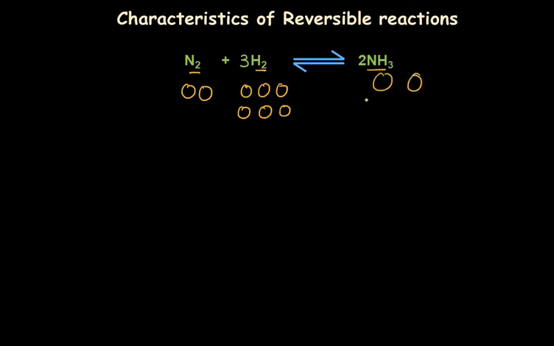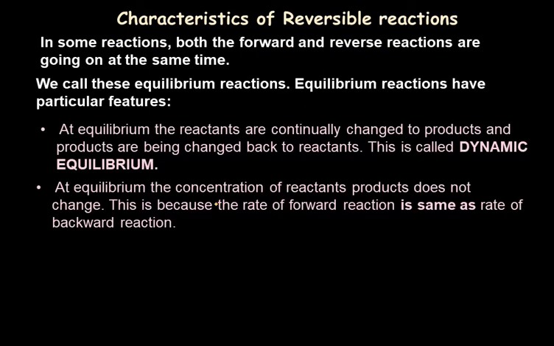Now here some ammonia changes back to hydrogen and nitrogen. Such a reaction is called a dynamic reaction because both the reactants changing to products and products changing back to reactants is happening together. Now the second feature is that at equilibrium, the concentration of reactants and products does not change. Now this word is very important.